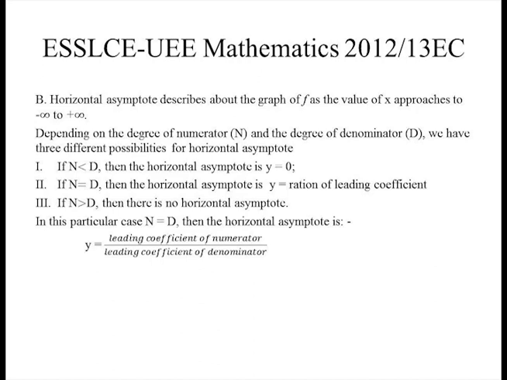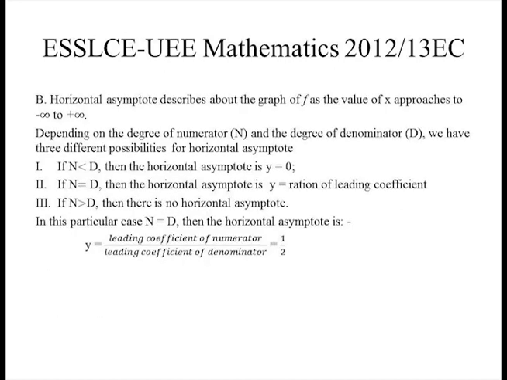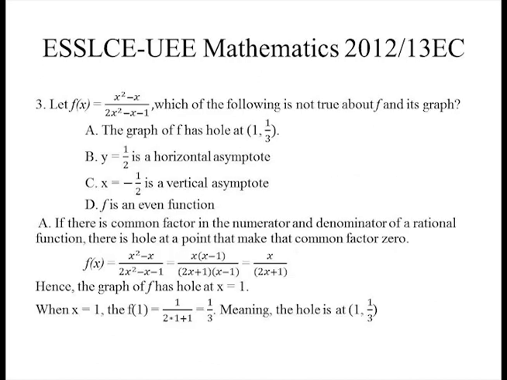So the highest power in the numerator is x squared. The coefficient of x squared is 1, divided by the highest power in the denominator, which is again x squared. The coefficient of x squared in the denominator is 2. So the horizontal asymptote is y is equal to 1 over 2. Choice B is true. Choice C, x is equal to negative 1 over 2 is a vertical asymptote.